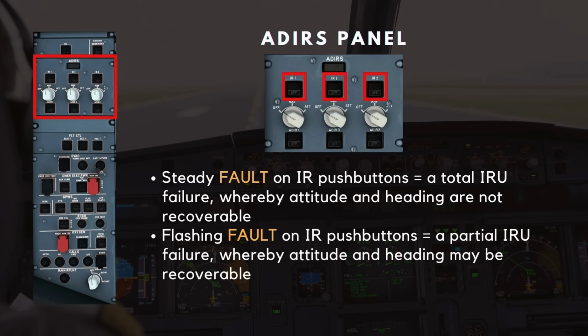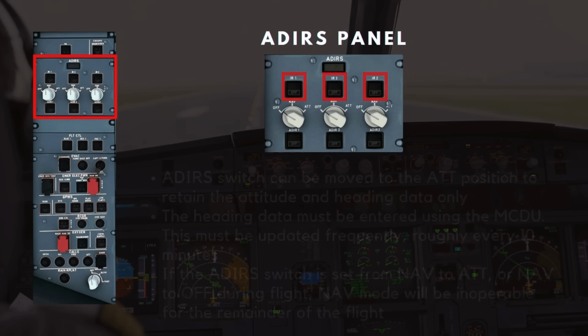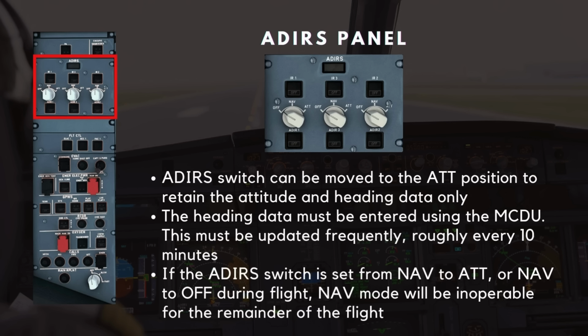A steady fault on the IR push buttons indicates a total IRU failure, whereby attitude and heading are not recoverable. A flashing fault on the IR push buttons indicates a partial IRU failure, whereby attitude and heading may be recoverable. In this case, the ADIRS switch can be moved to the ATT position to retain the attitude and heading data only. The heading data must be entered using the MCDU. This must be updated frequently, roughly every 10 minutes.